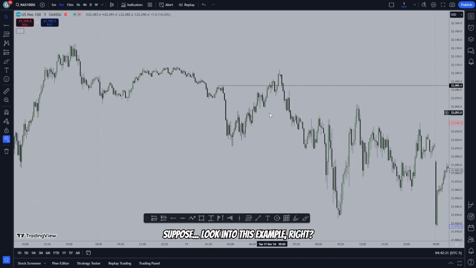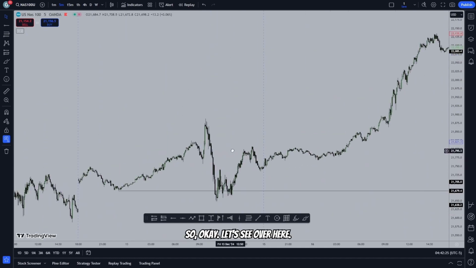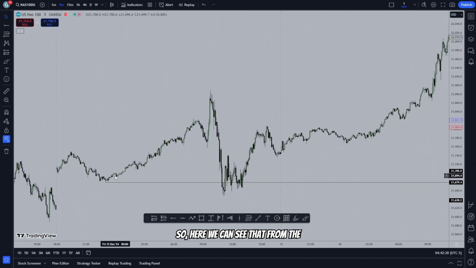So suppose, look into this example. Let's see over here. Here we can see the Asian session in Nasdaq. You can do it on any time frame, and you can do multi-time frame analysis for context. Like on the 1H time frame you can think about your context, and then take trades on the 5-minute time frame. But you can also do this on a single time frame, so you don't need any other time frame. You can do it on 5-minute, 15-minute, 1H, or anything.